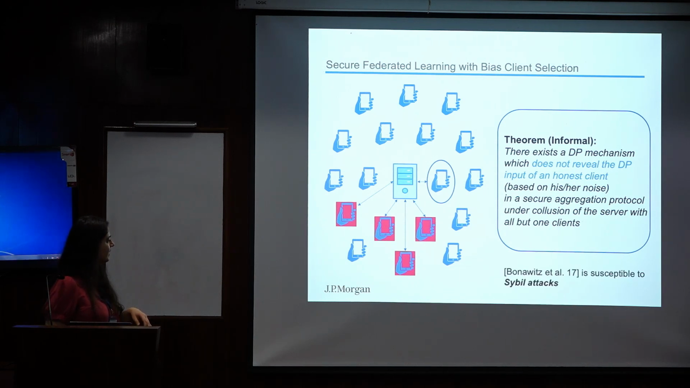Okay? And if you don't like the setting where the server has to find N-1 other parties to collude, then the adversary can create fake users. This is a big problem that you can have in federated learning. It's called the Sybil attack. So he can generate N-1 fake accounts and target only one user. Okay, so this is very possible to do.